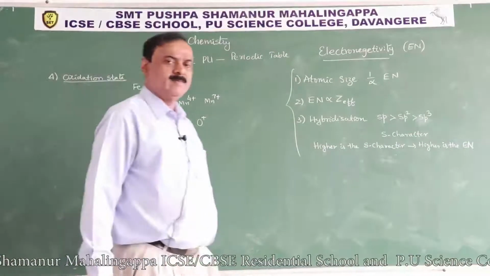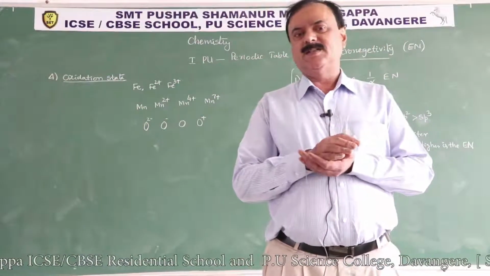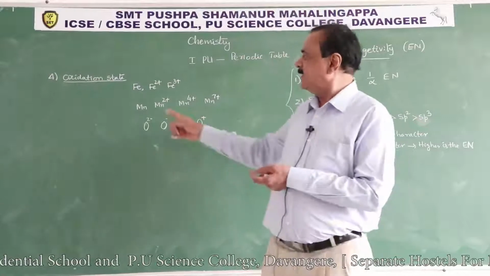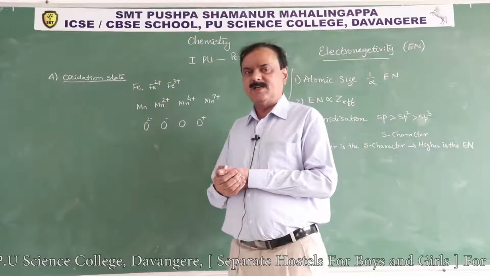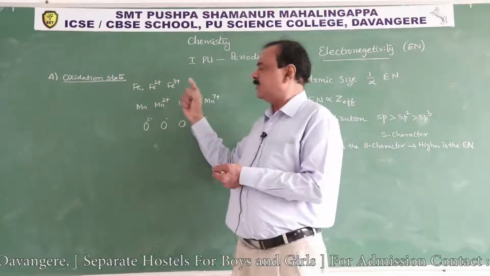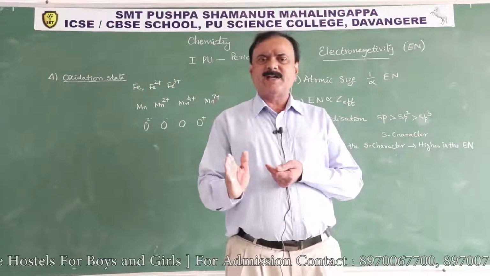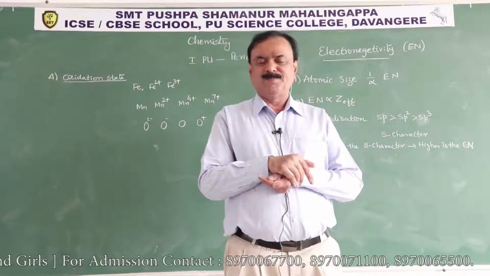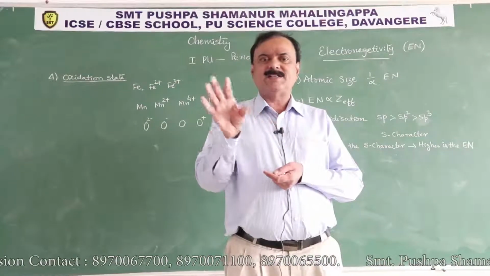Keep it in your mind, the atoms or ions with the smaller size have the ability to attract the shared electron towards them. Now what do I mean by Fe, Fe2+? The iron neutral atom loses 2 electrons, meaning 2 positive charges are extra. Fe3+ is the ferric ion, formed by the loss of 3 electrons from the neutral atom. Therefore, the number of positive charges is more and the number of negative charges is less.